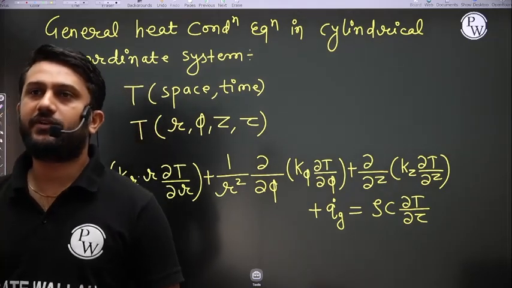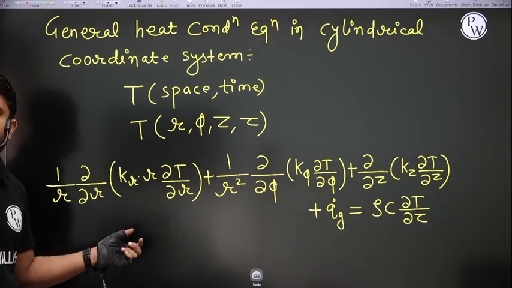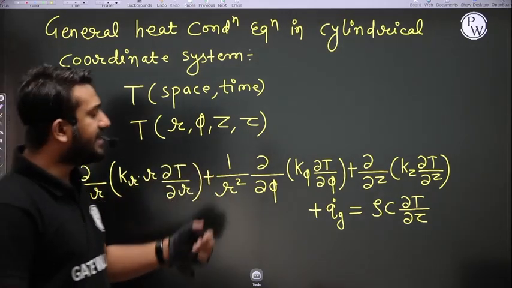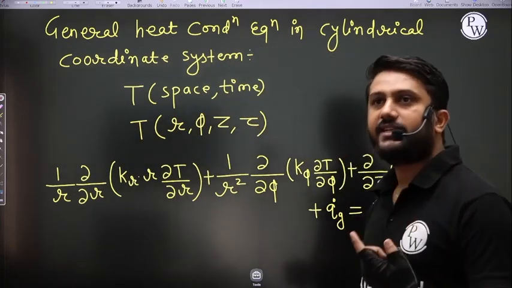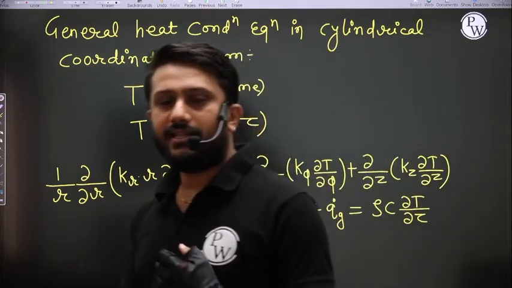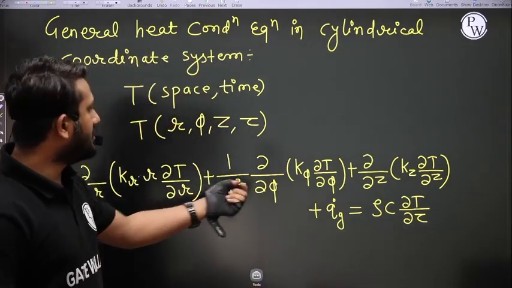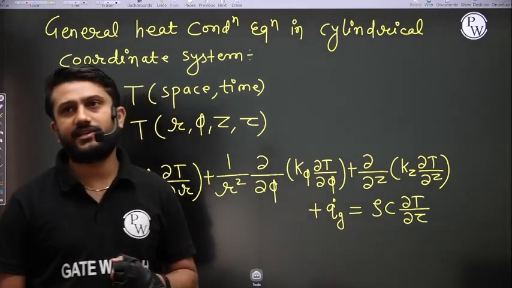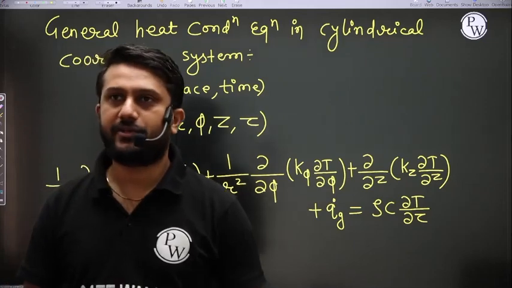Okay, so the first term shows the variation of temperature with r. The second term shows the variation of temperature with phi, that means in the circumferential direction. The third term shows the variation of temperature in the direction of z, that means in the axial direction. The fourth term incorporates the internal heat generation. The fifth term shows the variation of temperature with respect to time.